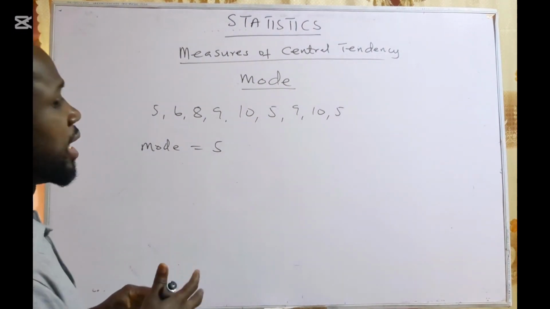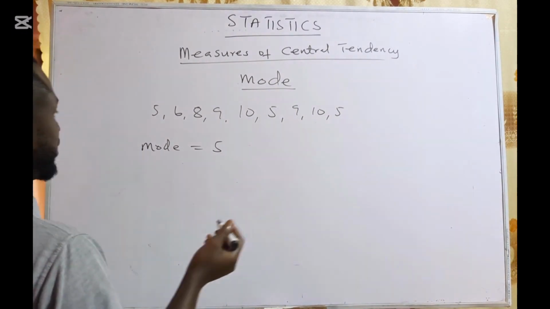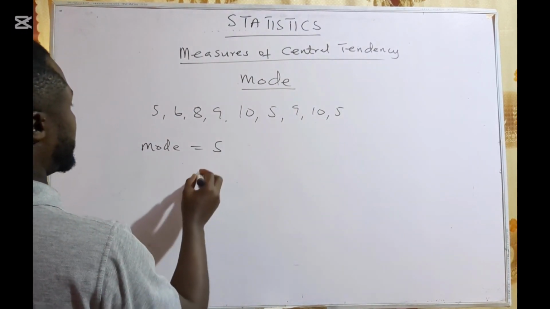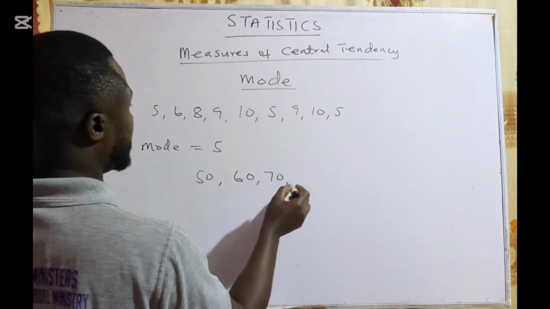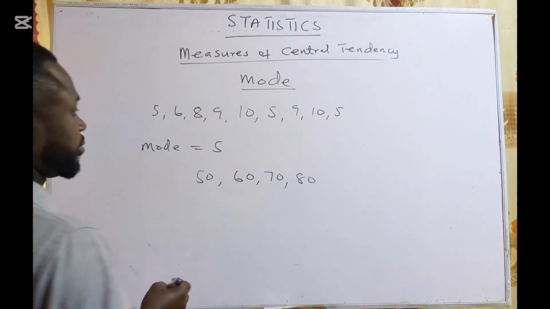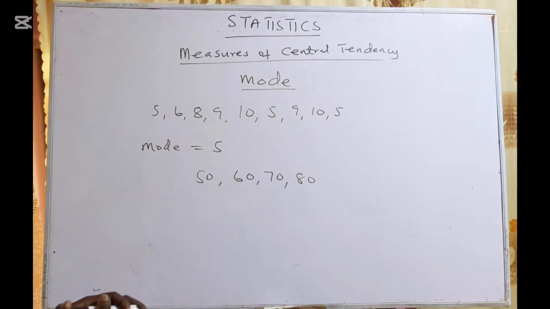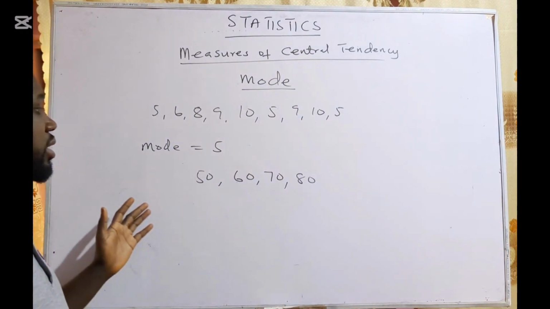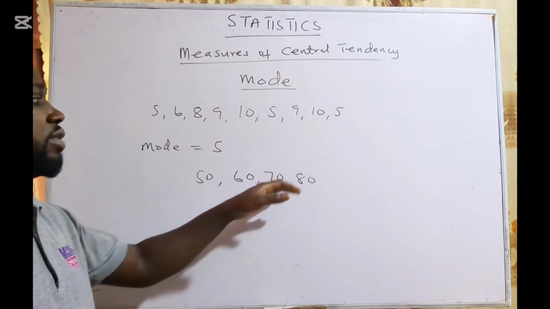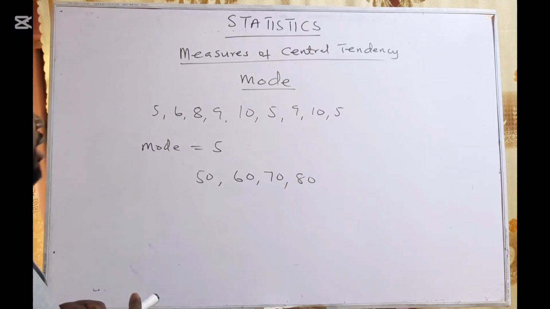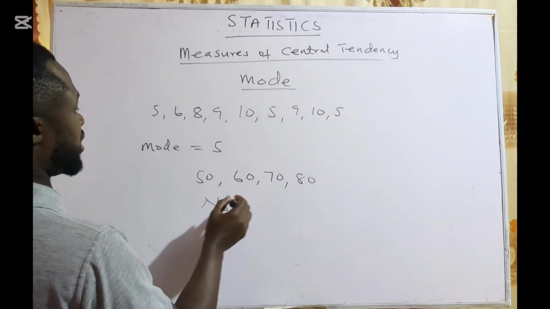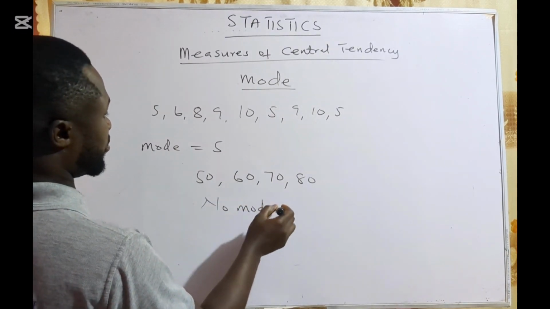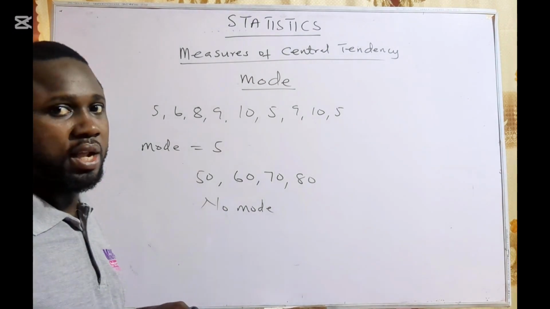It can even occur that in a given data, so let's say another example, we have 50, 60, 70, 80. With this particular data here, you can see that none of the data is occurring more than once. So here, they are all the same. You can say that there is no mode in the data.